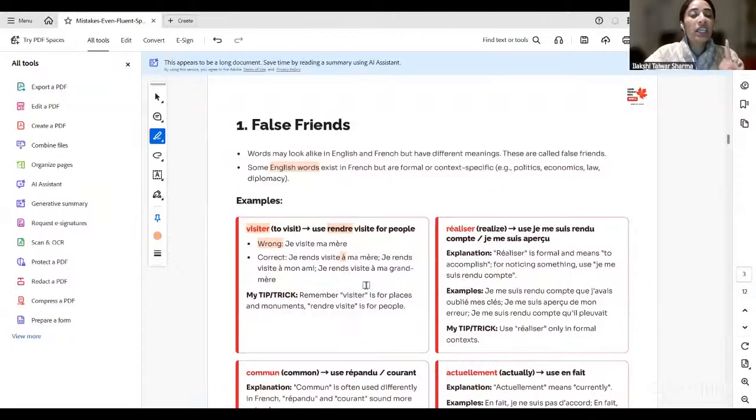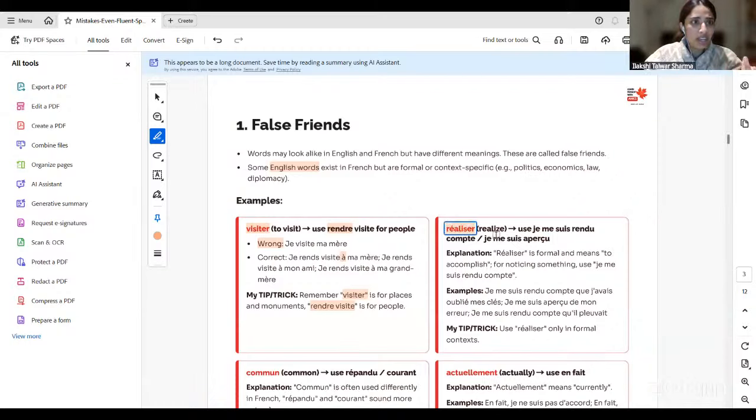So whenever you're visiting a person, you will always use the expression rendre visite, otherwise it's incorrect. Remember that visiter will be used when you're visiting places. So for example, je visite les monuments, je visite les sites touristiques. But when you're visiting a person, it's always going to be rendre visite. That's number one, a false ami. Next one, a verb which I think all of you are very familiar with, réaliser.